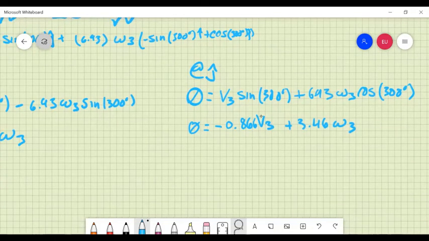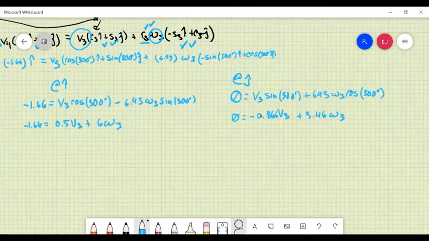Now, you can solve this manually. It's not hard. In fact, we can do it if you want. But let's try to solve it manually first and see what happens.